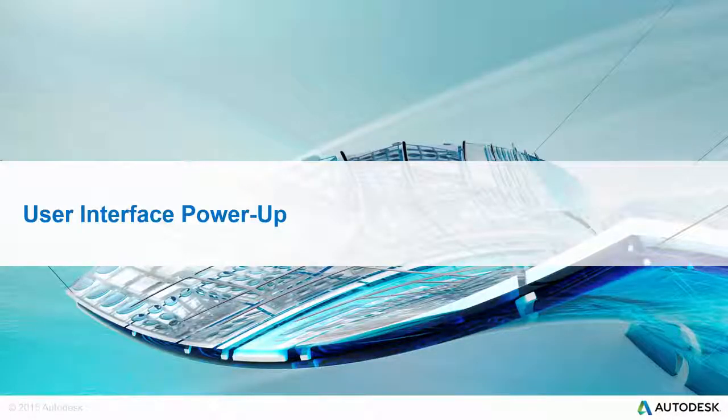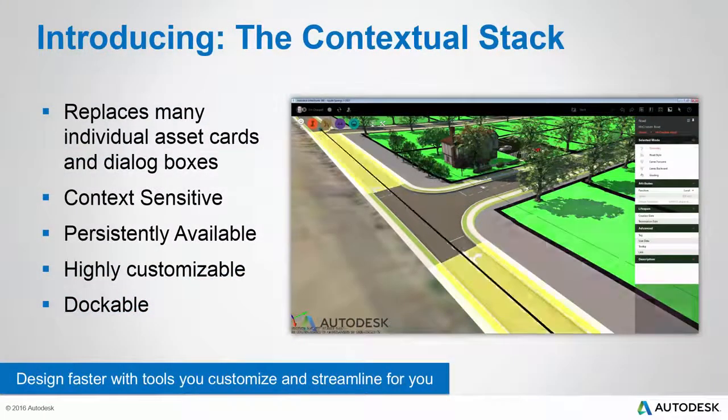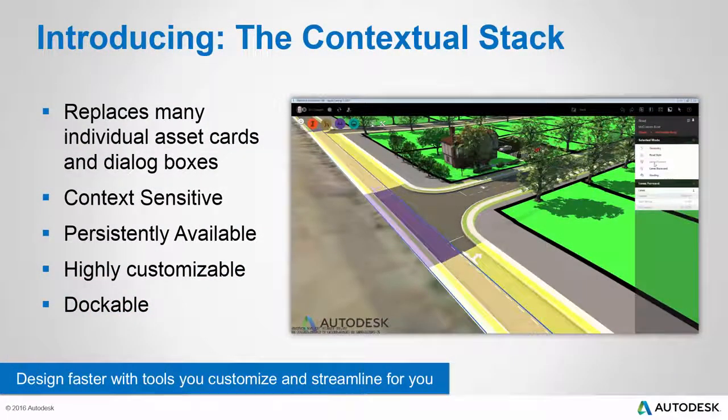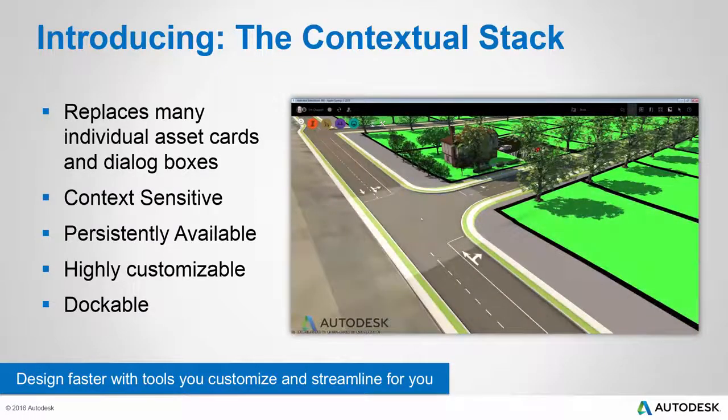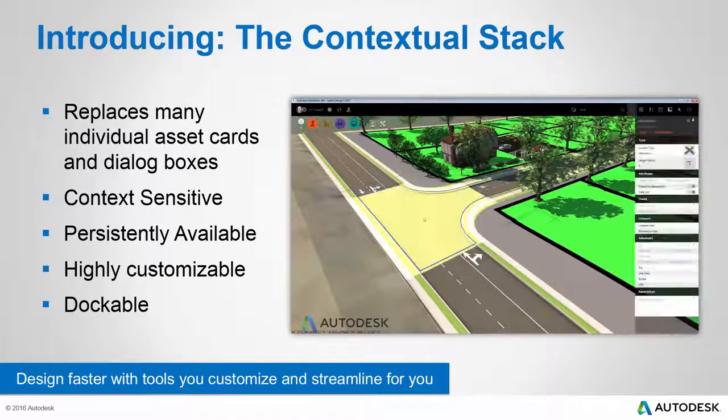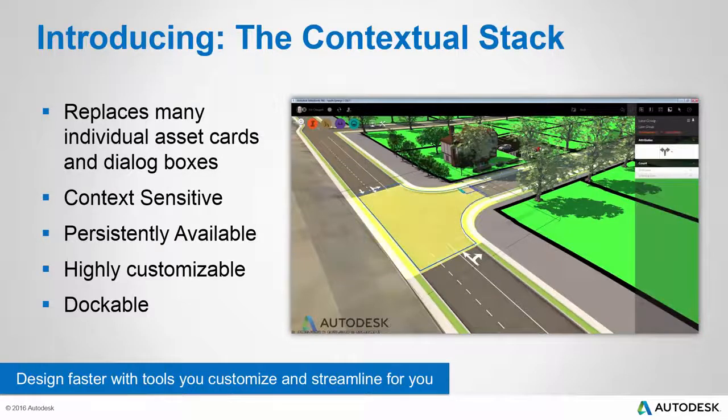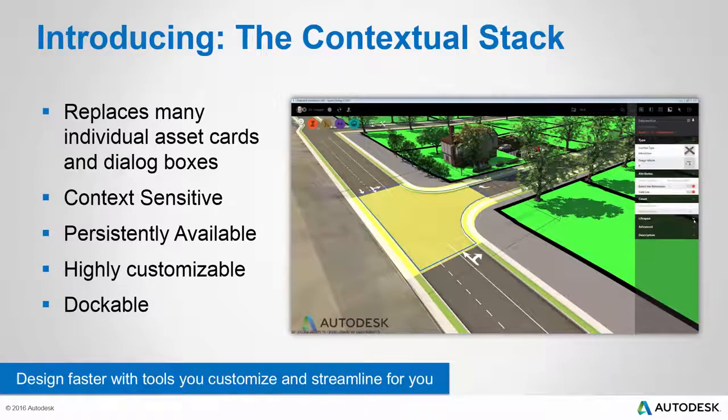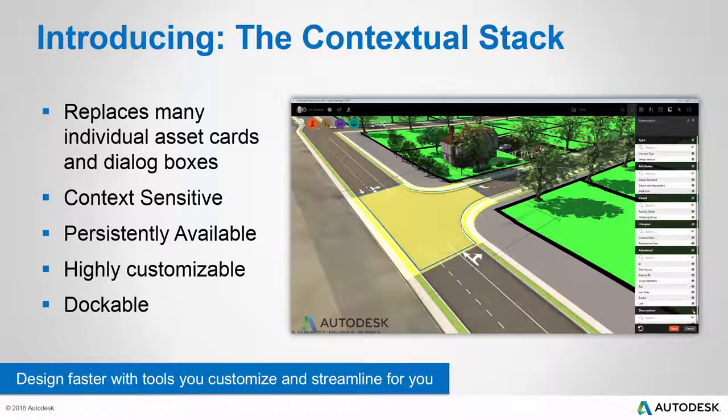Next, let's talk about our user interface power-up. The reason I'm calling this a power-up is because this is a major change to the user interface, introducing the contextual stack. The contextual stack appears on the right side of your screen by default. You can move it wherever you like, and it replaces many of the individual asset cards and dialog boxes that you have used to modify or look at information for many different parts of your model. So we've combined all that into one user interface component.